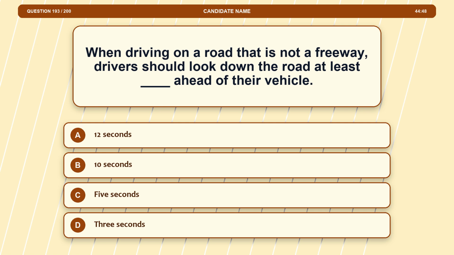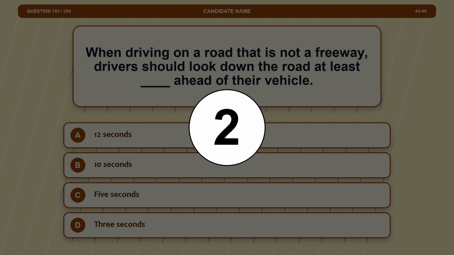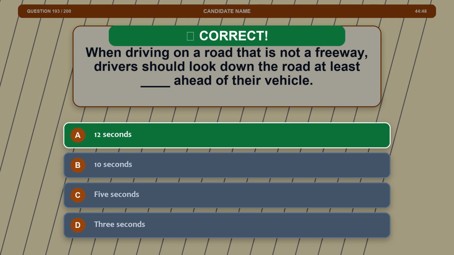Question 193. When driving on a road that is not a freeway, drivers should look down the road at least blank ahead of their vehicle. Option A. 12 seconds. Option B. 10 seconds. Option C. 5 seconds. Option D. 3 seconds. The correct answer is option A.